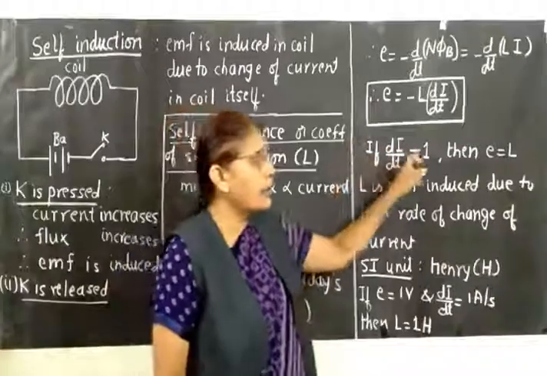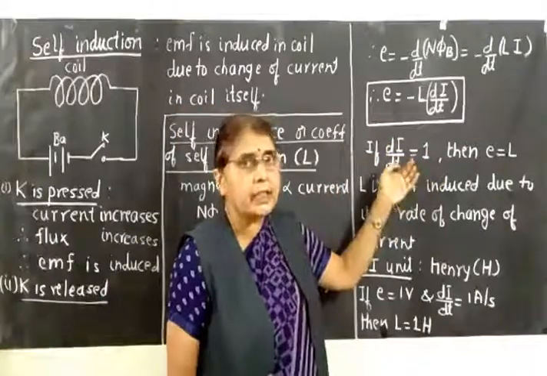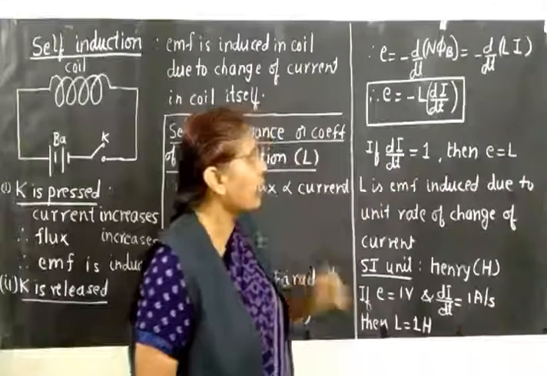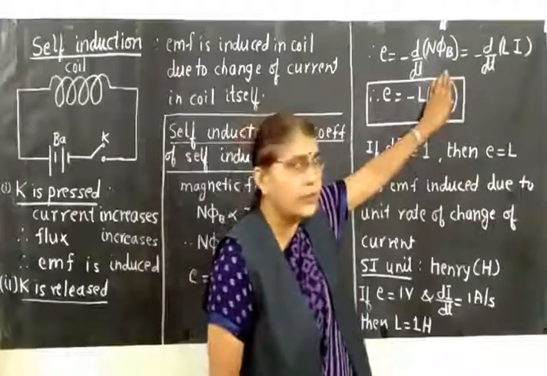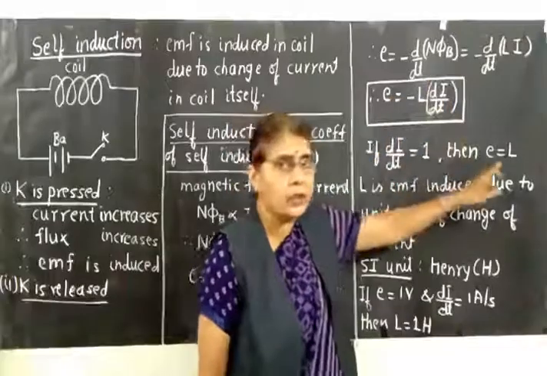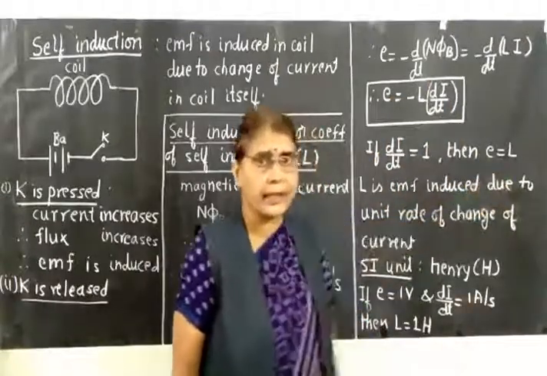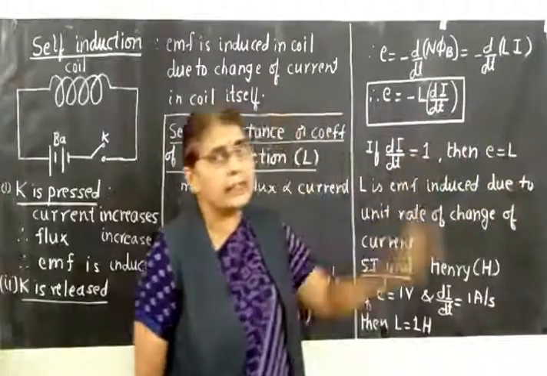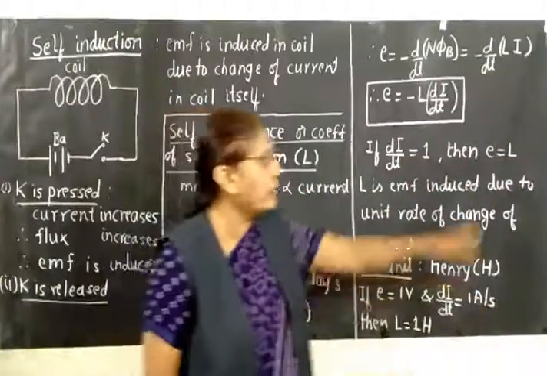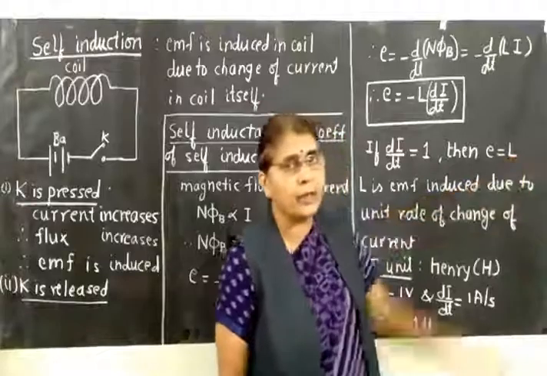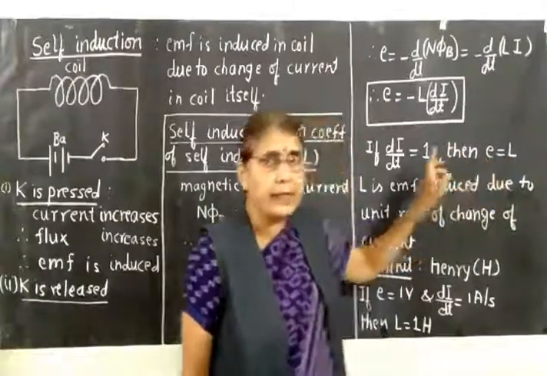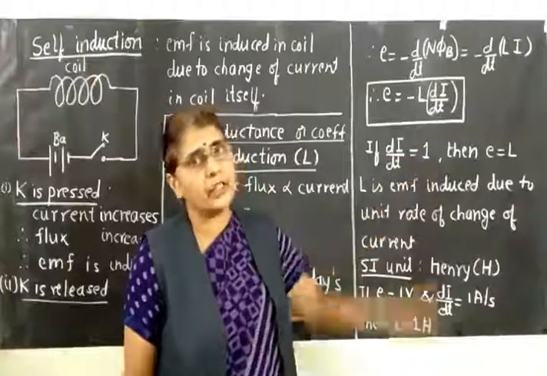The rate of change of current is unity, or there is unit rate of change of current. If di by dt value is 1, then you will get E equals L numerically, dropping out the negative sign. So E equals L when di by dt equals 1. So this will define the term self-inductance. What is the meaning? Self-inductance is the induced EMF when there is unit rate of change of current.